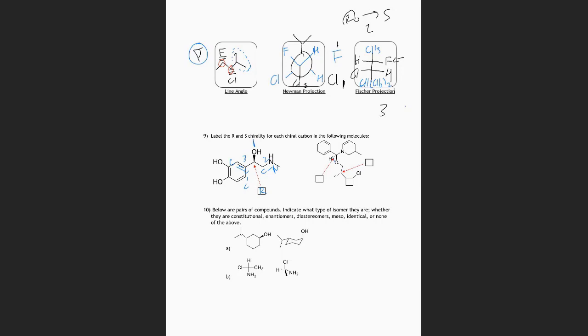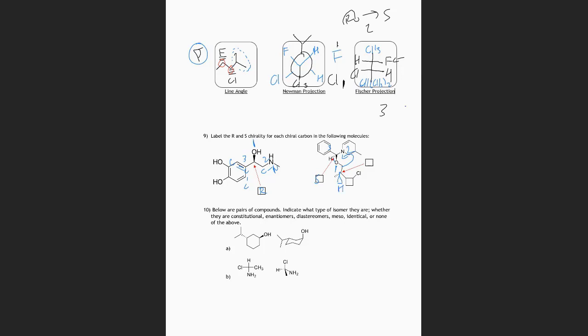Okay, so now let's say this one over here. This one is going to be 1, nitrogen is 2, carbon is 3. So because hydrogen is on the wedge, 1, 2, 3, that is going to be S. We'll do the same thing here. It looks like we have a hydrogen on a wedge.